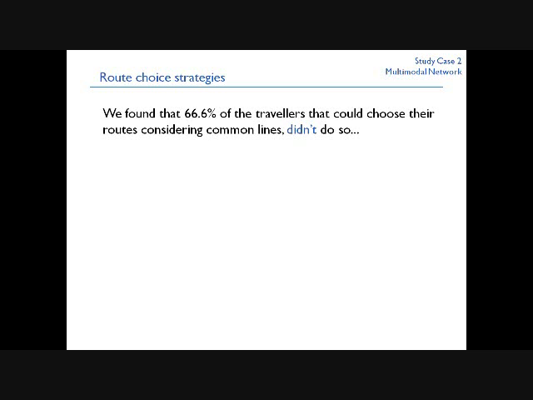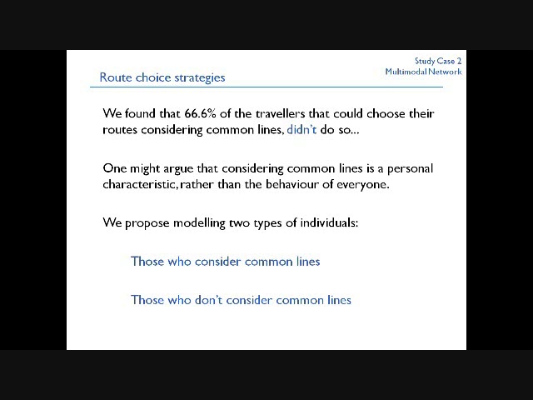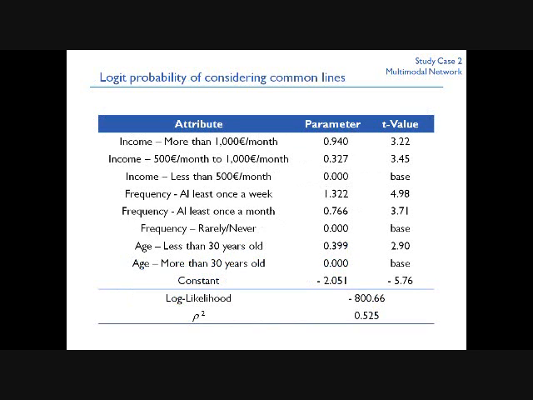What we found is that 2/3 of the travelers that could choose the routes considering common lines didn't consider common lines. These 2/3 decided to wait for a single particular line instead of taking the first that passes through the station. So one might argue that considering common lines is a personal characteristic, and not everybody behaves in the same way in terms of strategies. So what we proposed was to model 2 types of individuals, those who consider common lines and those who don't. So we have 2 types of individuals traveling in the network and making decisions.